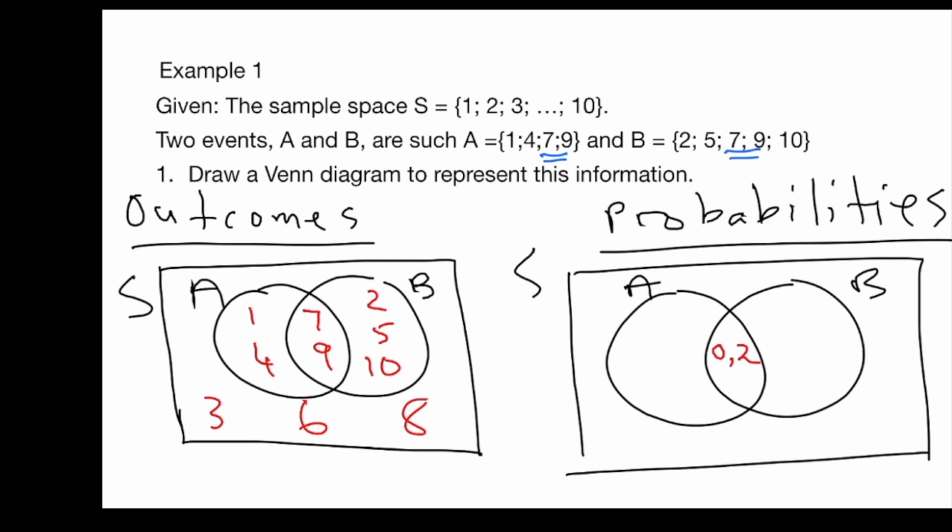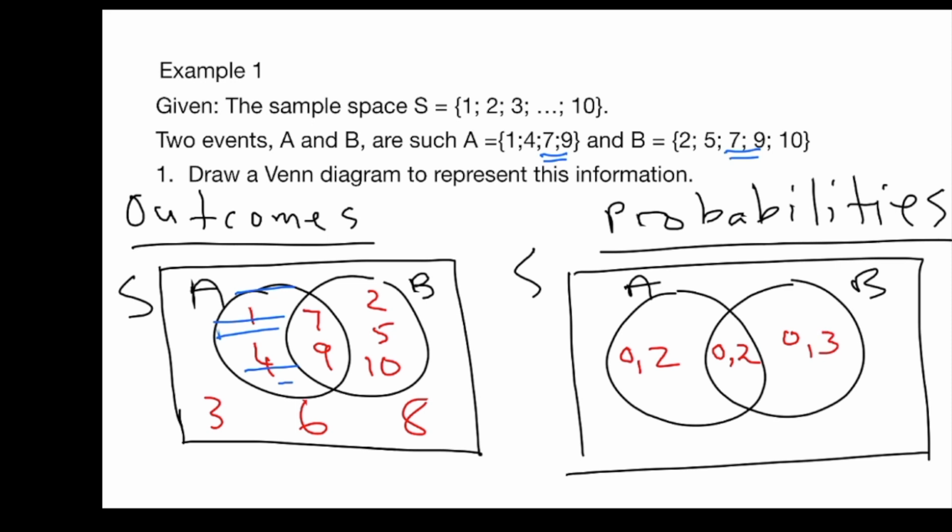Then in the first one, the 1 and the 4, there are only two numbers in that part of the Venn diagram, and that is 2 out of 10. So the probability of picking a number that is in A alone will give us another 0.2. So this is also 0.2. For B, we have 2, 5, and 10, three numbers out of 10, which makes it 0.3.